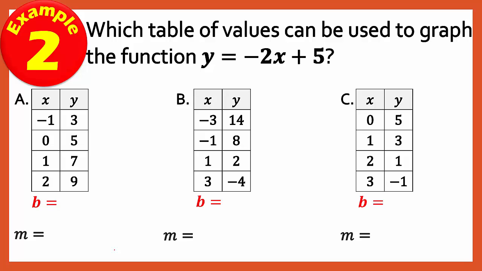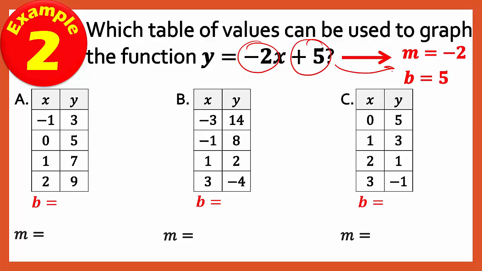Alright, now we need to find which table values can be used to graph the function y = -2x + 5. So keep in mind, we need to figure out what our b and our m are, in other words, our slope and our y-intercept. Our slope is -2, because that's always in front of the variable x. And then 5, because we have a positive 5, so that's our b. Some of these you can tell really easily what the b is. Like if we look at this first one, where x is 0, y is 5, so that's our y-intercept.